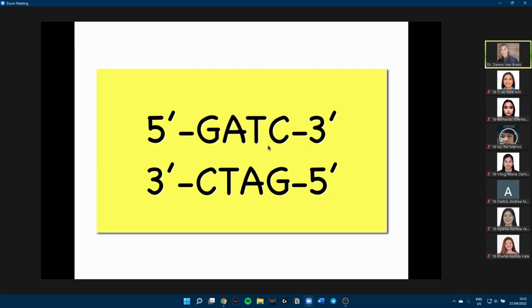So the top strand is read as GATC. The bottom complementary strand still reads as GATC, the same exact sequence as its complementary strand on the top. So this is a classic example of a palindrome.